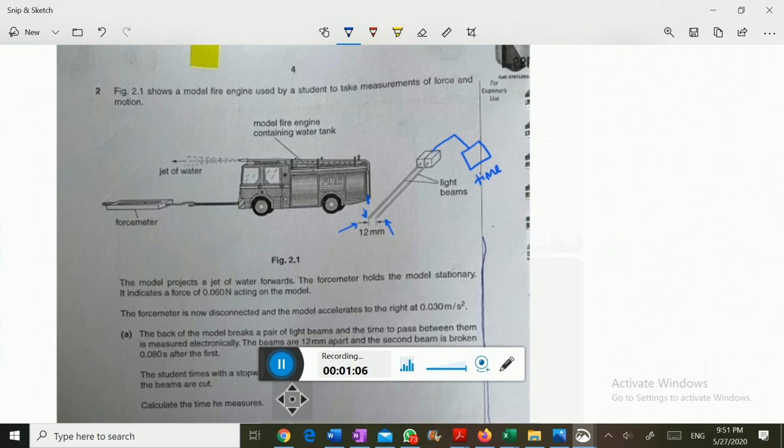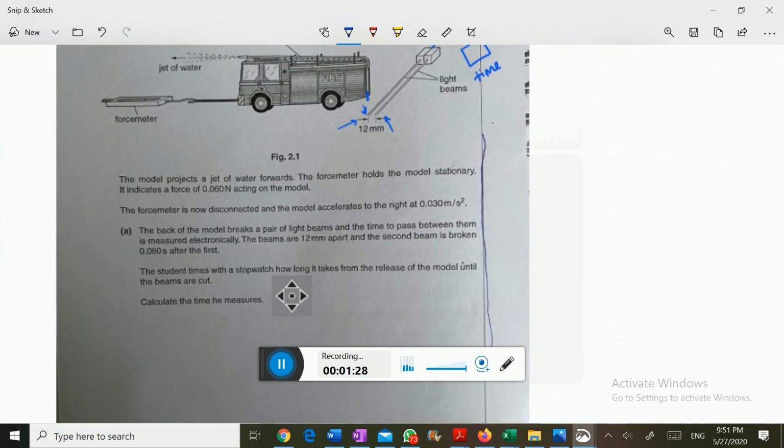Accordingly, I can find the speed, because speed equals distance over time. The distance between the two beams is 12 millimeters. Don't forget this. I have to multiply it by 10 to the power minus 3, over the time that will be recorded.